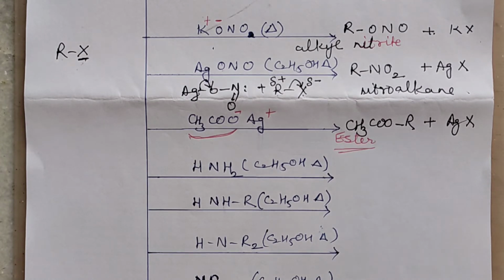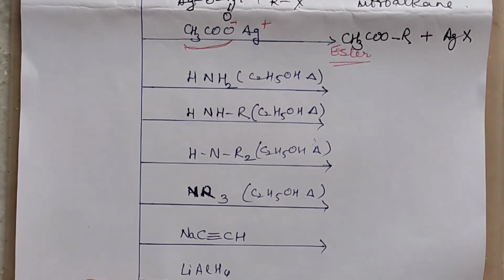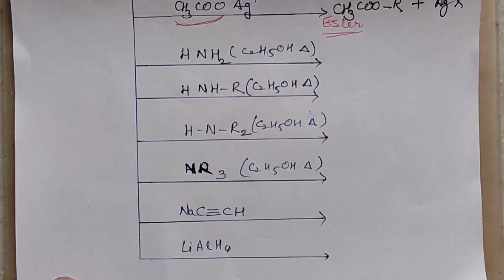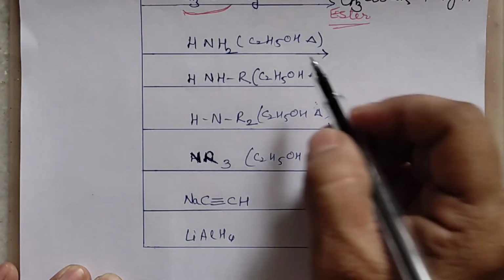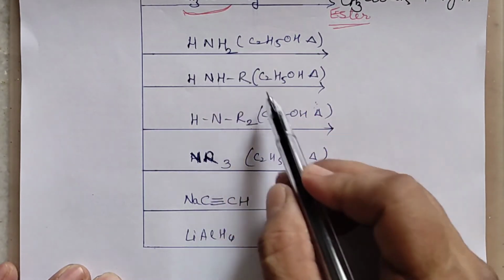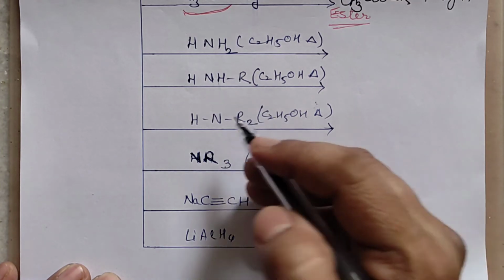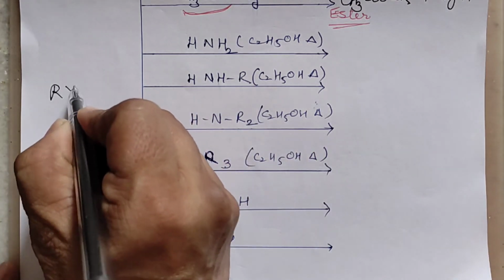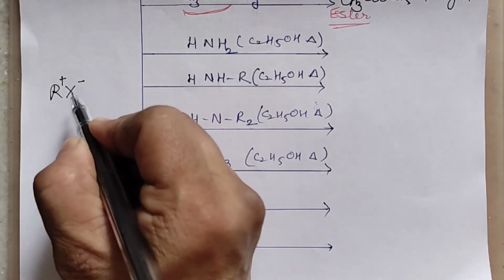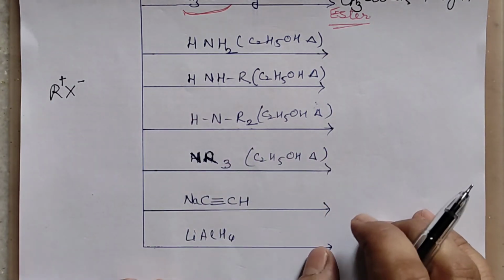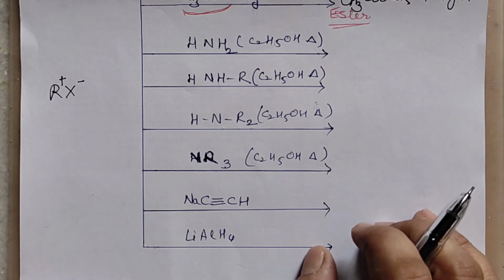Now let's see amines. Reaction with amines. There are 4 types of amines. These are the reactions which are left over. We need to complete them. This is ammonia, 1 degree amine, 2 degree amine, 3 degree amine. All these reactions we are studying with RX. Obviously this is minus, this is plus. Not complete but partial, whatever.